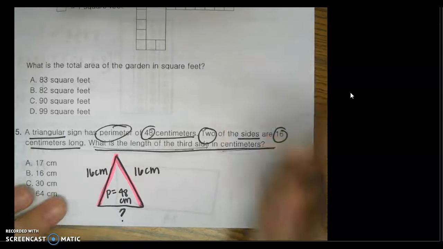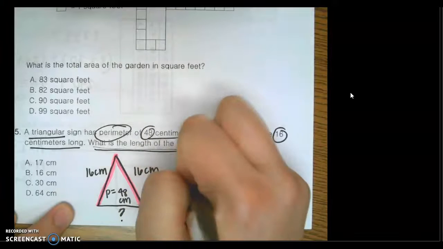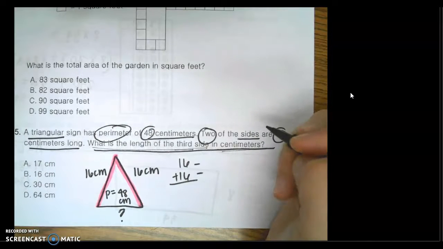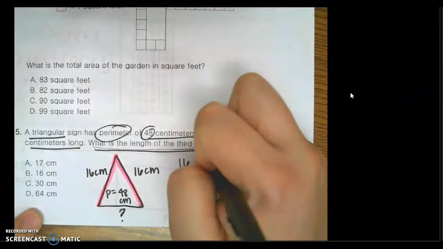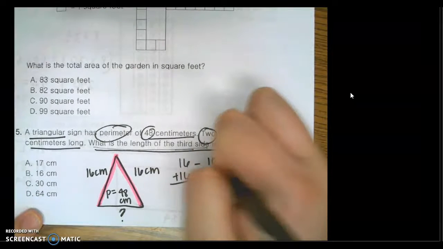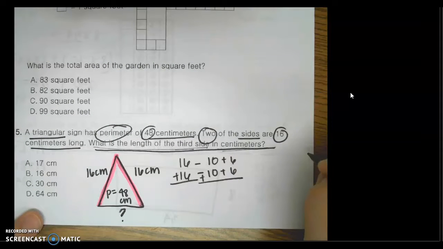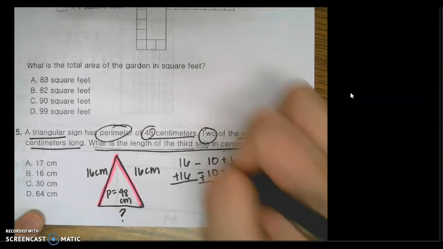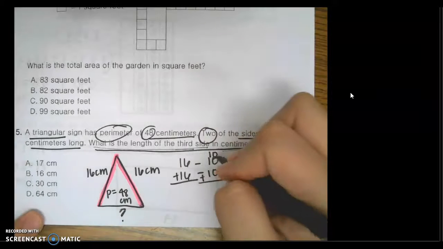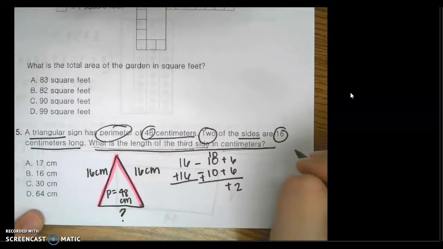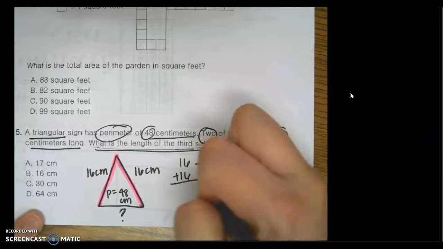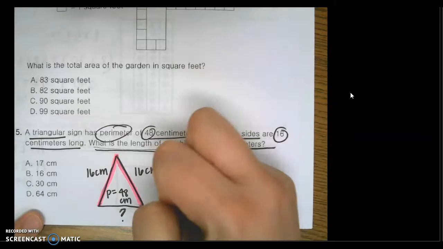Here, I know that my perimeter is 48 centimeters, and I am given two of my side lengths. So we are going to add 16 plus 16. And I'm going to expand my number. 6 plus 6 equals, good, 12. I'm going to regroup my 10. 10 plus 10 plus 10 equals, good job, 30. 30 plus 2 is 32.